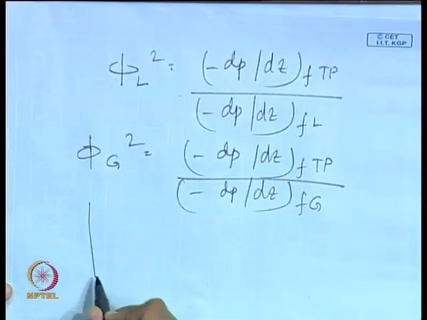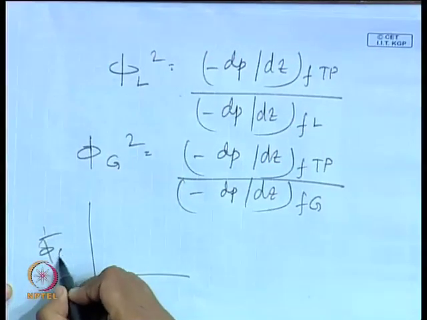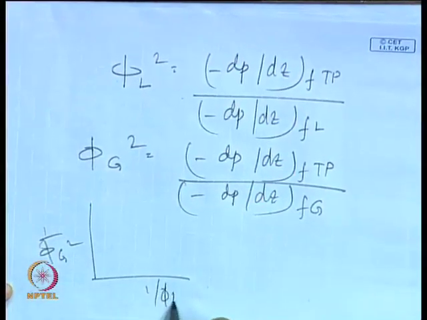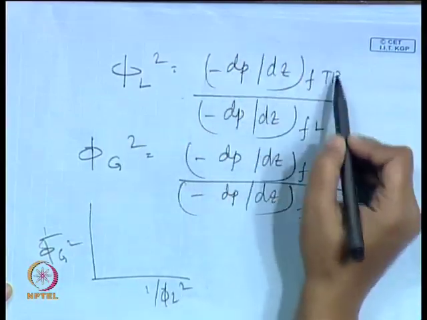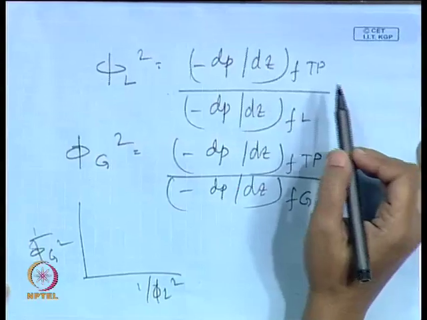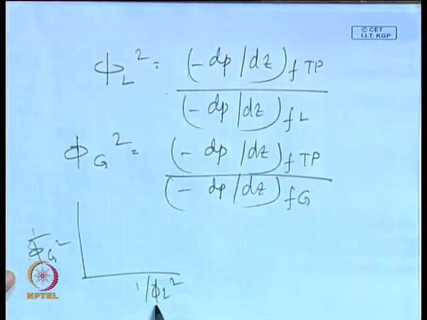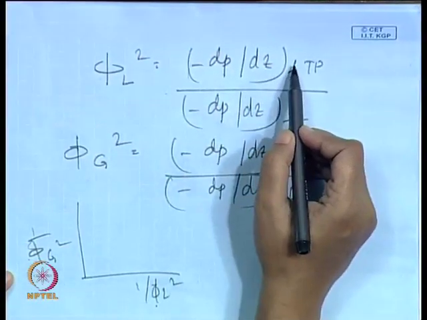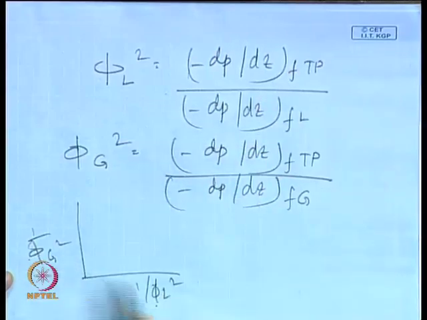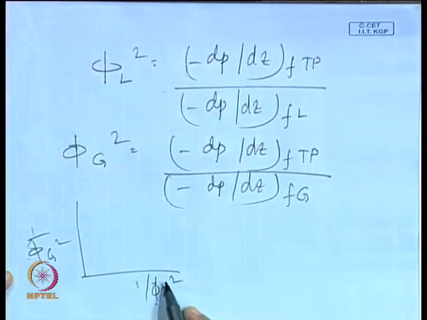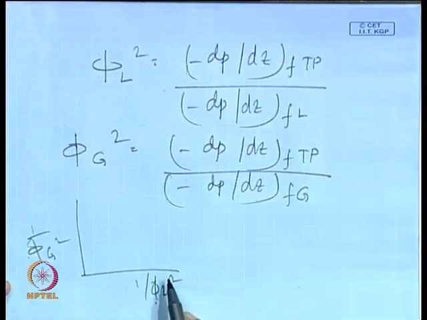I tried to derive a correlation between 1 by phi G square and 1 by phi L square. So I want to do this just to find out the frictional pressure gradient. Now we find that both in the y axis as well as in the x axis we have this particular unknown. So if you have to find out the frictional pressure gradient from this particular correlation, be it analytical, be it graphical, then it has to involve a trial and error technique, is it not? There is an unknown both in the x as well as the y axis, right.